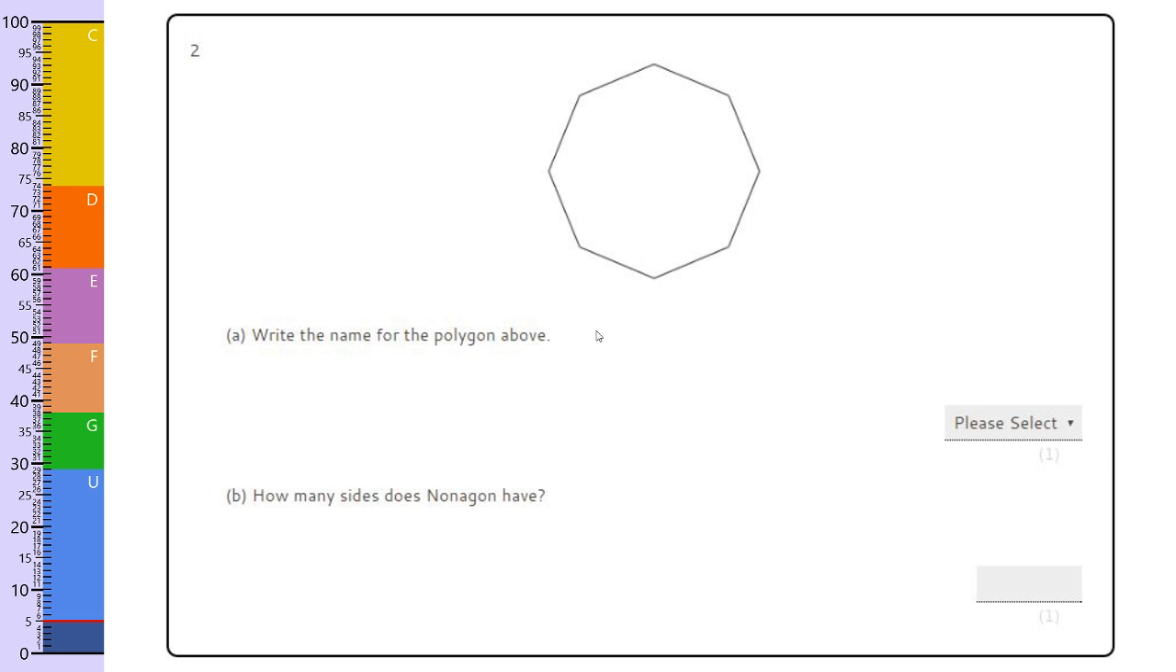Okay, so quite simple polygon question. That's what happens when your parrot flies away. Little joke.